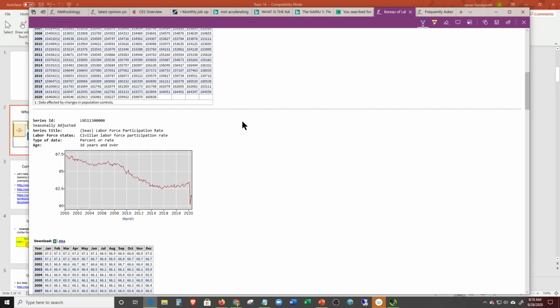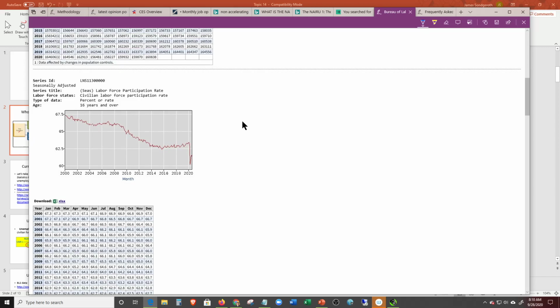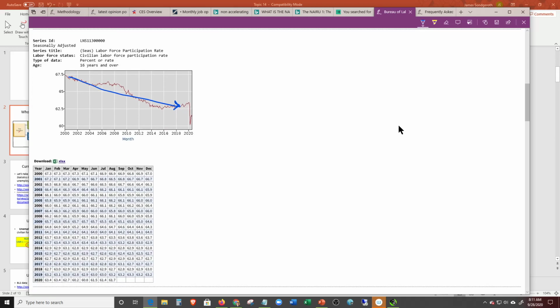Labor force participation rate, you can see there's been a long-term trend downward in the United States, only partially due to the aging of the population. Larger and larger percent of the population is over 65, but that does not explain this huge drop in labor force participation from 67.5 in 2000 down to about 62.5 recently.